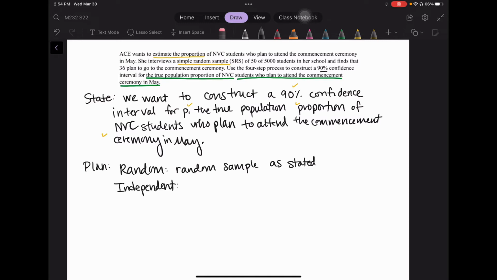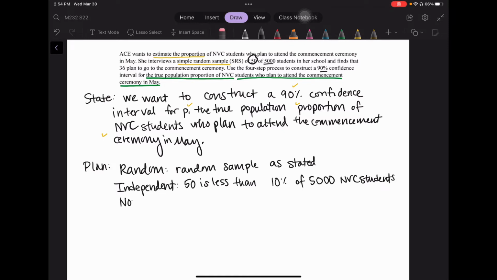The way in which I check this is I look at the sample size, so 50. 50 is less than 10% of the population. Well, what is the population? We want to talk about this in context. So we're talking about Napa Valley College students. And in this problem, we're actually given that there are 5,000 students. So 50 is less than 10% of the 5,000 Napa Valley College students.